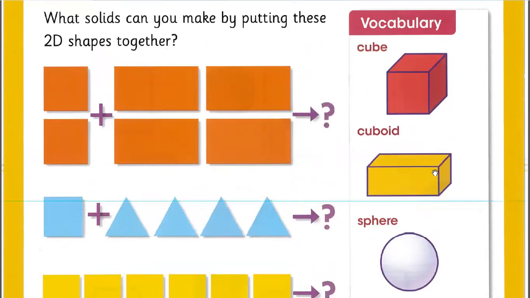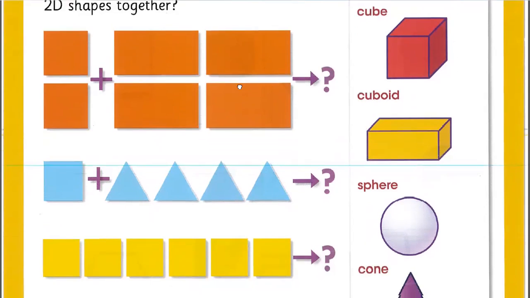Okay, cuboid. How is cuboid formed? 2 squares and 4 rectangles. I'll repeat again. 2 squares and 4 rectangles make cuboid.